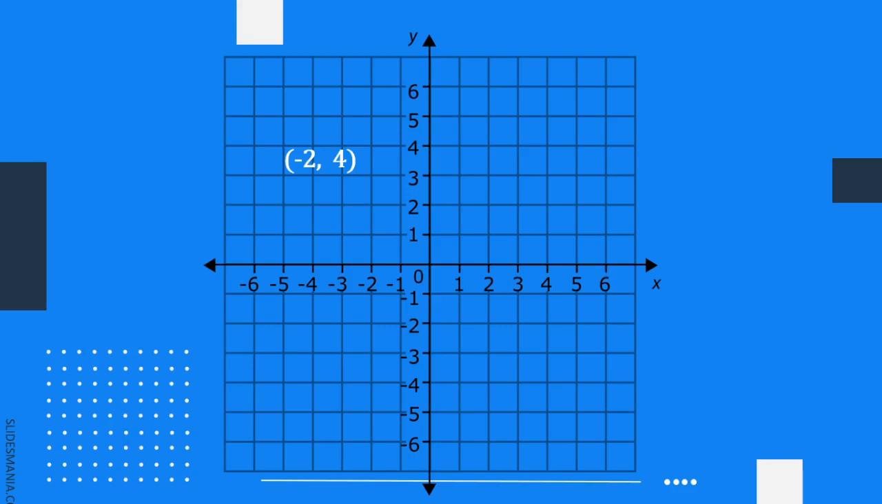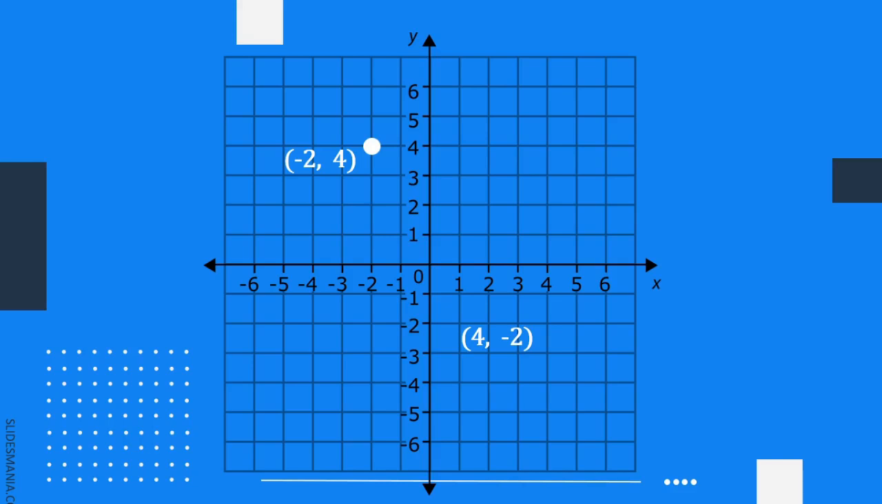which is negative 2. Okay, the 4 here is the movement along the y-axis. So it's either up or down. Since it's positive, we are going to go up 4 spaces. So we could plot the point here. Negative 2, 4.